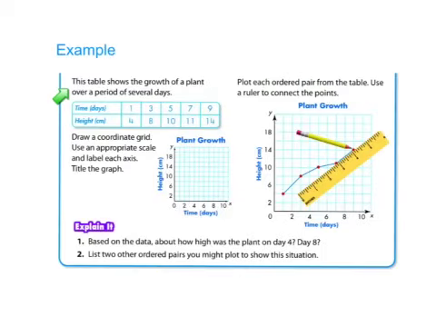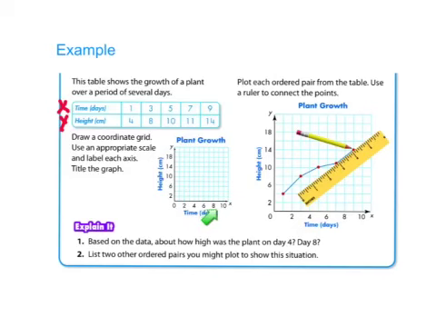In this example, the table shows the growth of a plant over a period of several days. When our data table is horizontal like this, it means that our x data is on the top, or our x-coordinate, and our y-coordinate is on the bottom. So I need to take that information and graph it. Well, I need to make sure that my graph is appropriately labeled.